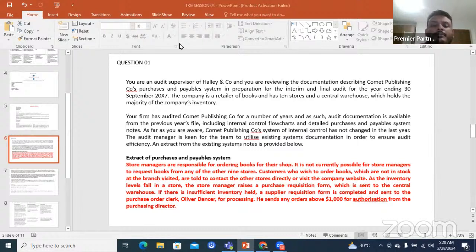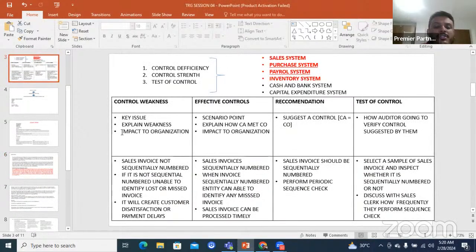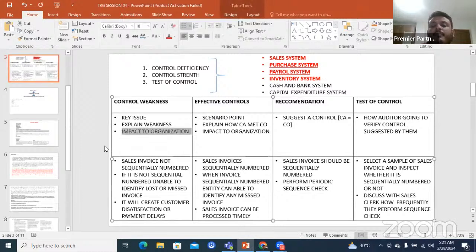Shafla, I told you now, right? When you are explaining the deficiency, you should explain three things. See, in your answer, it is not possible for the store manager to order books from the other store branches. You lost this impact. You just explained the weakness. I hope you understood.